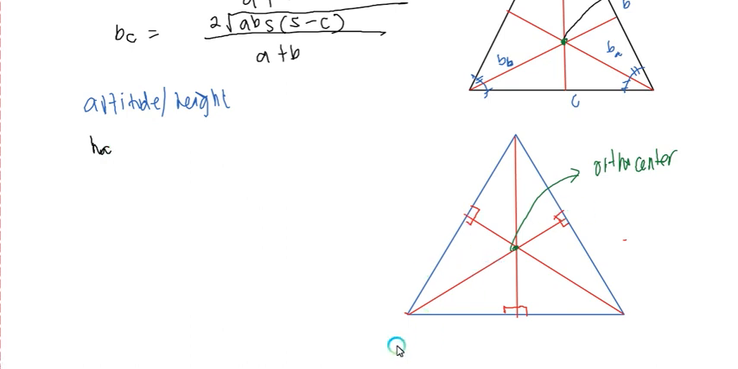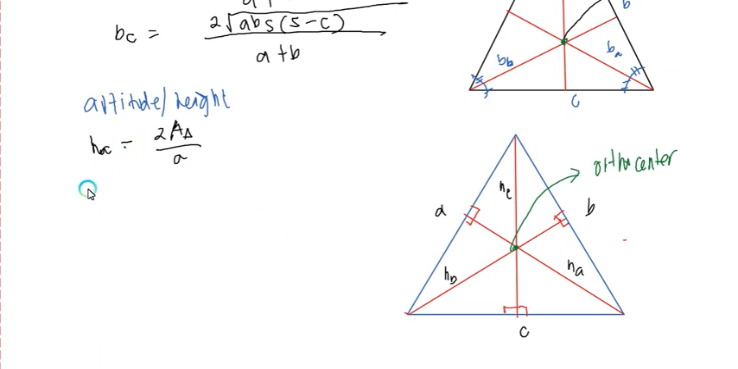So we have to represent this again. We have A, B, and C. This is your H sub A, this is H sub B, and this is H sub C. The formula for finding the height of our triangle is 2 multiplied by the area of our triangle, divided by A. That is 2 multiplied by the area, then divided by the given side from which we are looking.